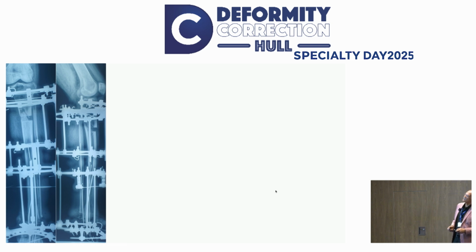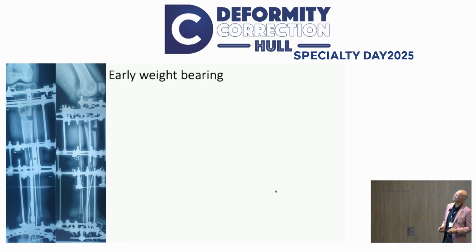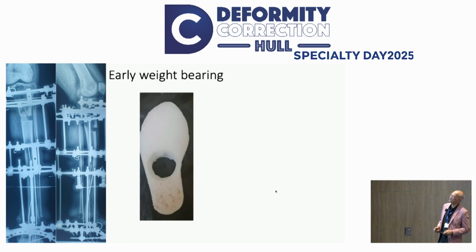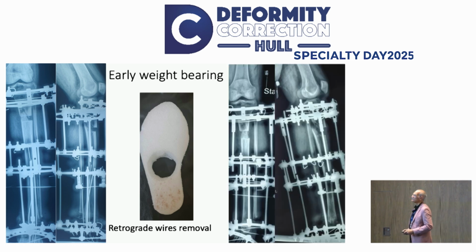Then distraction continues up. We use this for early weight bearing, and the empty part allows the wires not to touch the ground while the patient is walking. After 2 months, we do retrograde wire removal. We believe that when we remove the wires, this is going to stimulate the docking site, and we continue the lengthening.